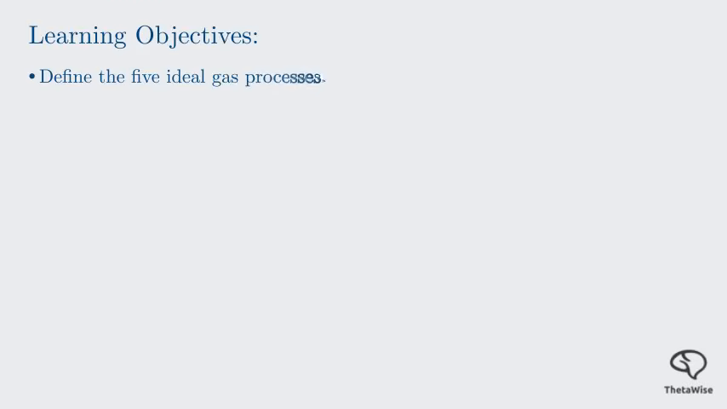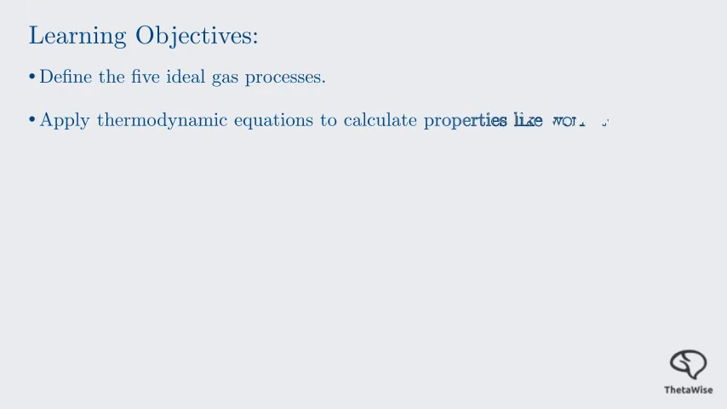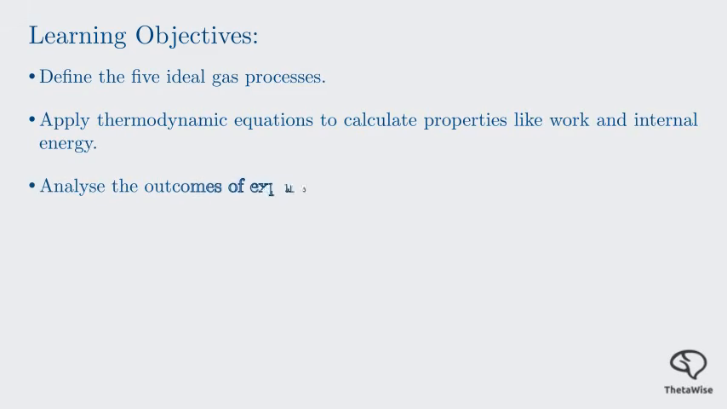By the end of this tutorial, you will be able to define and understand the 5 major ideal gas processes, and you'll be able to calculate key thermodynamic properties for these processes, like work done and change in internal energy. You'll also learn to apply thermodynamic equations to solve for properties like work and internal energy. Finally, you'll be able to analyze the outcomes of both expansion and compression processes.